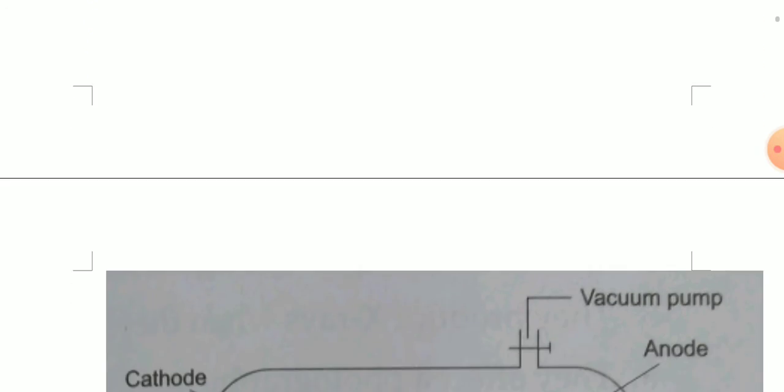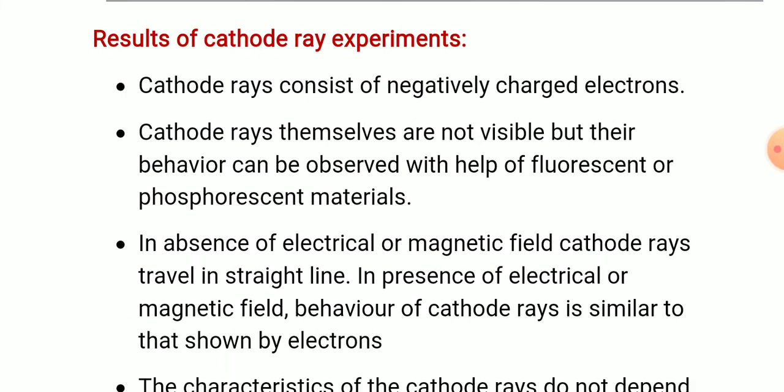Now you have to know the results of the cathode ray experiment. The results are: cathode rays consist of negatively charged particles, that means electrons. That's why cathode rays consist of negatively charged electrons. Second point, cathode rays themselves are not visible, but their behavior can be observed with the help of fluorescent or phosphorescent materials like zinc sulfide.